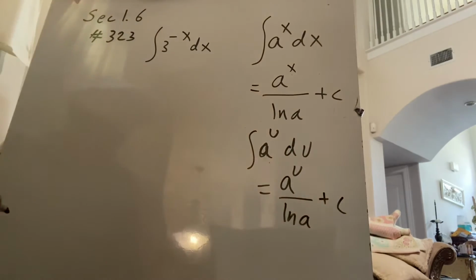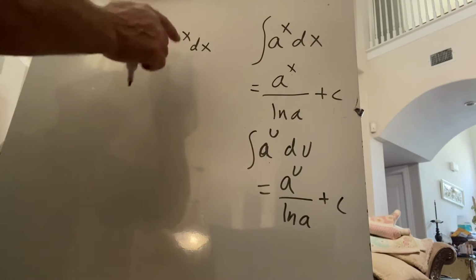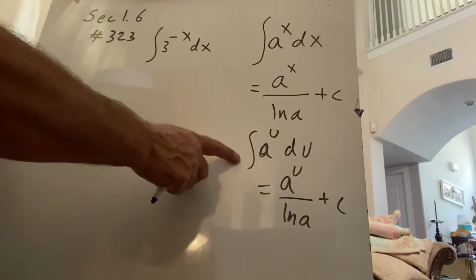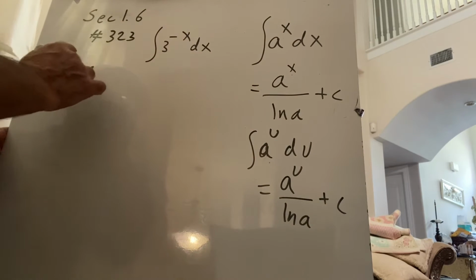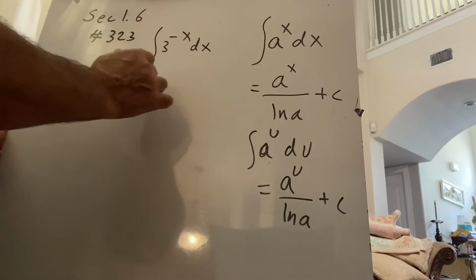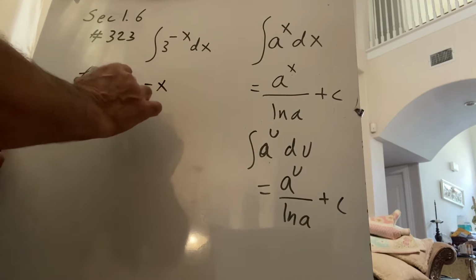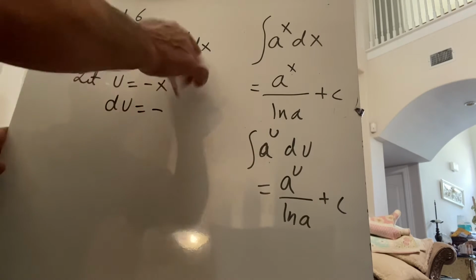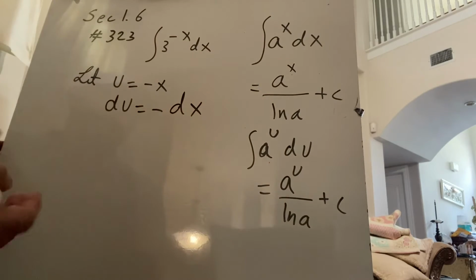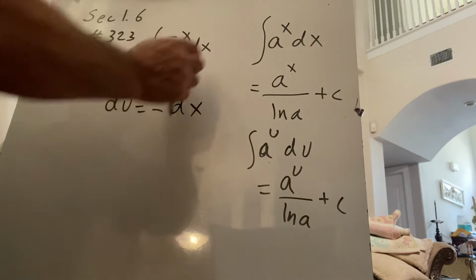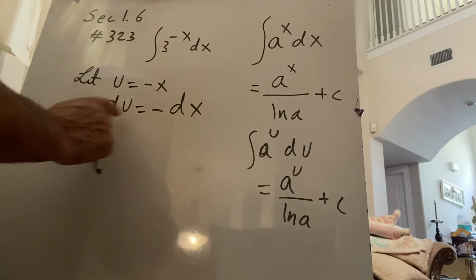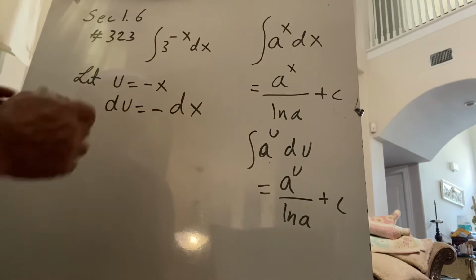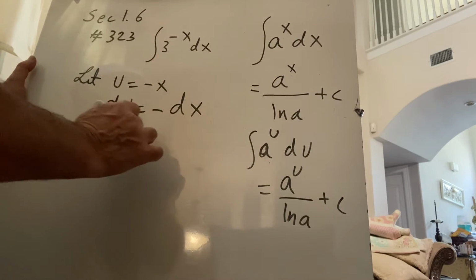Now here, because our function is negative x and we're going to use this rule, we have to identify u as negative x. So we're just going to let u be negative x. Don't forget you need du. The derivative of negative x is negative 1 times dx. We do have dx, except we need negative dx, so you can multiply both sides by negative, which means negative du is the same thing as dx.